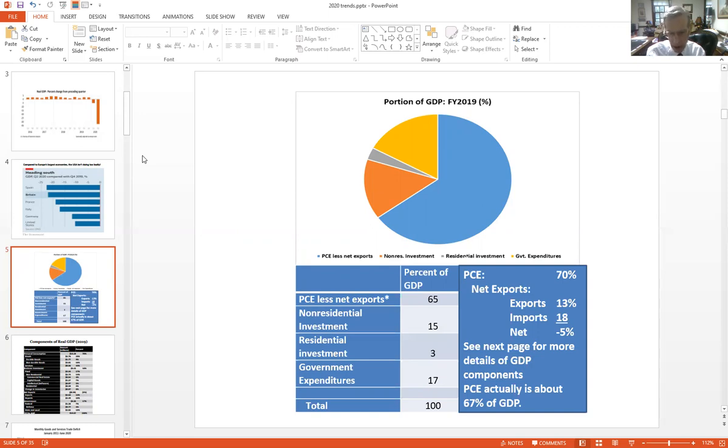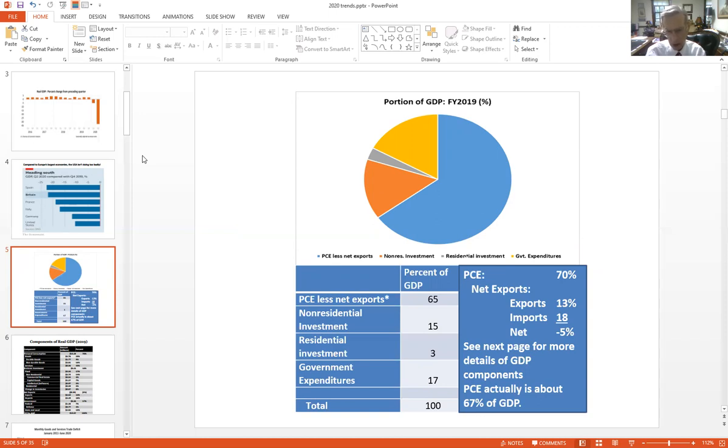But the role of government has changed pretty significantly. Until recently, it was getting smaller, but right now, government expenditures last year accounted for 17% of GDP. The big chunk, and by the way, that's the yellow wedge in this pie chart.